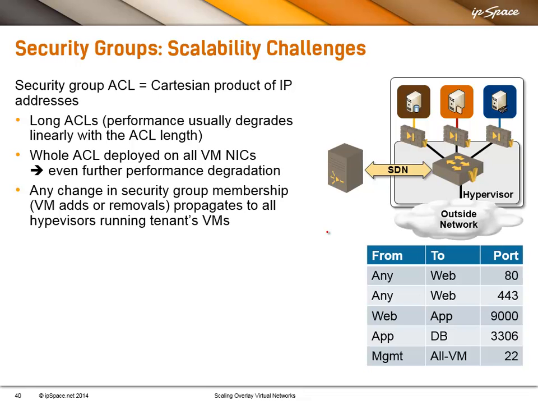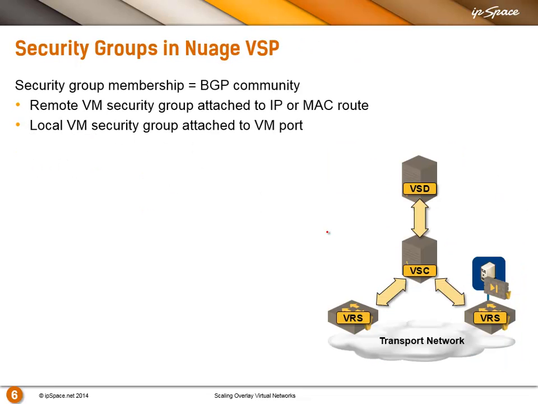Any change in security group membership obviously changes the content of this access control list, which then has to be propagated everywhere. NonWash has an interesting solution here. They said, well, why don't we mark the security group membership with a BGP community? So for the local VM attached here, I know what the security group is because it's attached to my port. For remote VMs, why wouldn't we pass the security group of the VM with a BGP update?